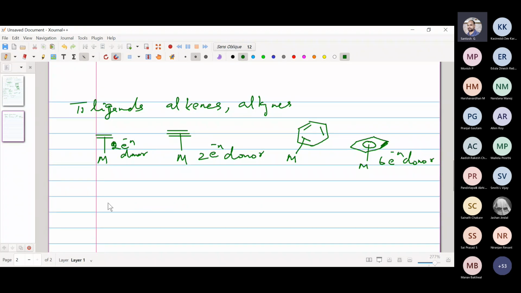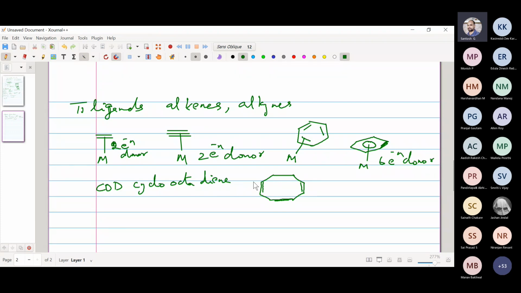Okay, a few more examples I want to show you. There is also another pi donor called cyclooctadiene. What is cyclooctadiene? First of all, you have to draw a cyclooctane, and it's a diene. So one double bond here and one double bond here. This is a cyclooctadiene molecule.